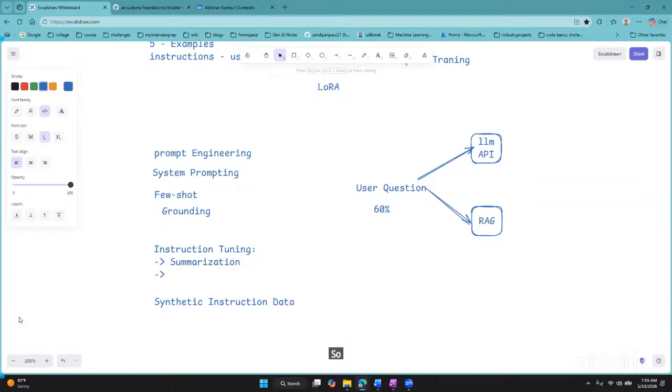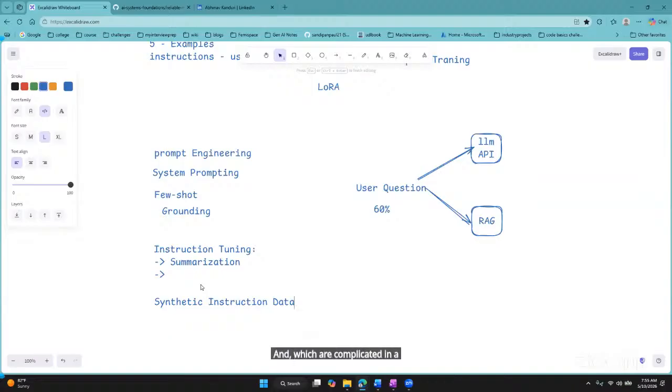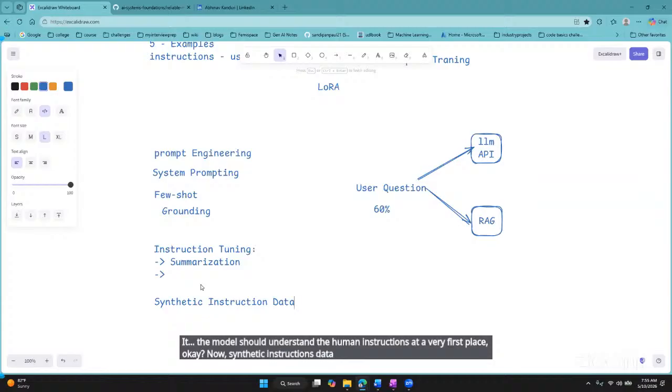Whatever instructions you're trying to generate, if they are human written instructions, the data is expensive and it will be very slow to create because human written instructions are complicated, in the sense the model should understand the human instructions in the very first place. Now synthetic instructions data solves this by using the model. The model itself will generate more training examples because the model already got trained and it is very easy for a model to generate its own example.